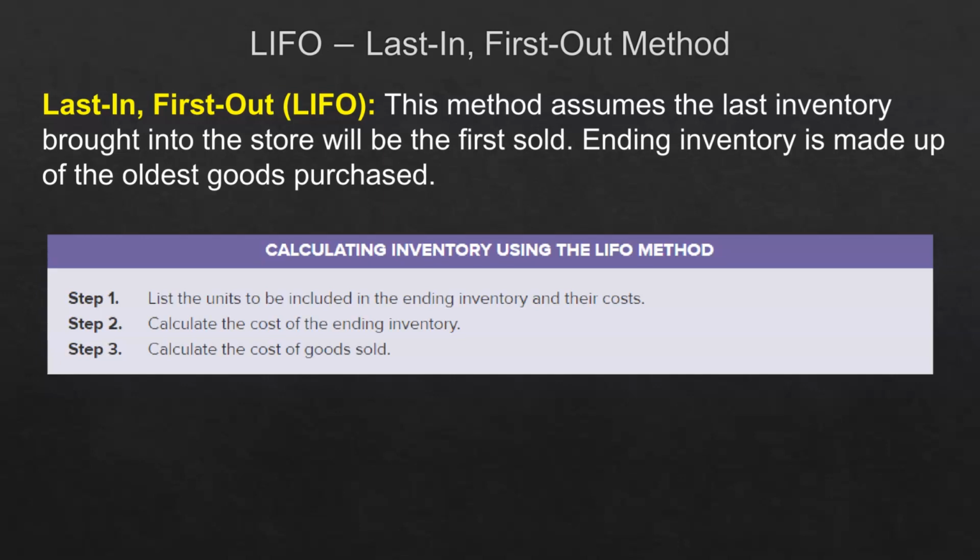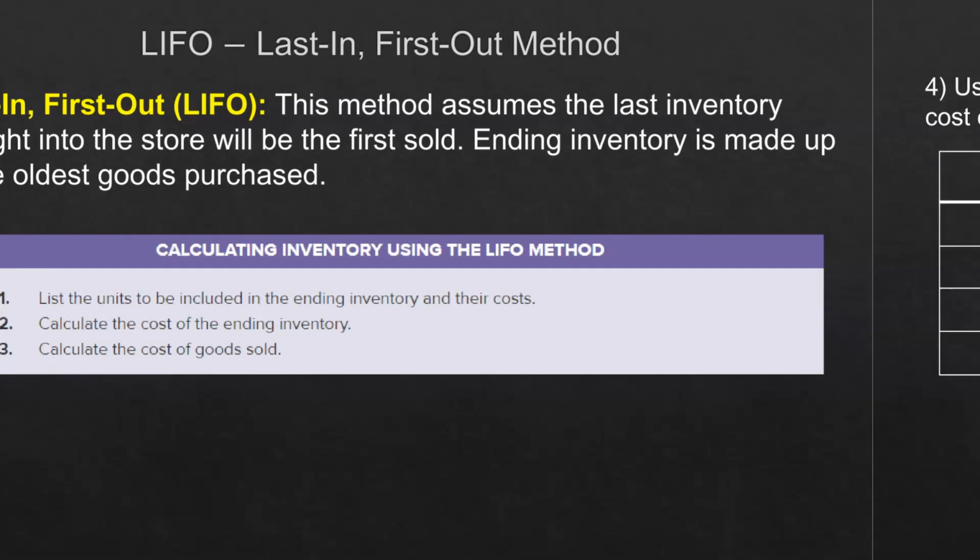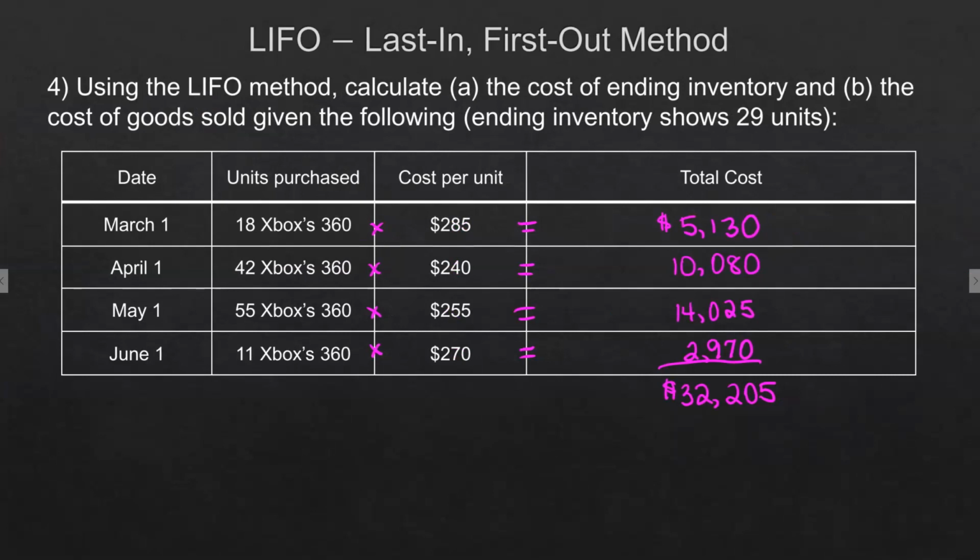So the process is the same as the first in, first out, except that we start in a different place on the chart. I went ahead and filled out this part of the chart before I started the video so we would already have it on there. And here we're going to figure out the last in, first out. So let's go for part A.